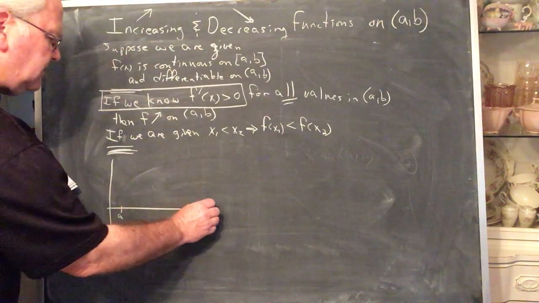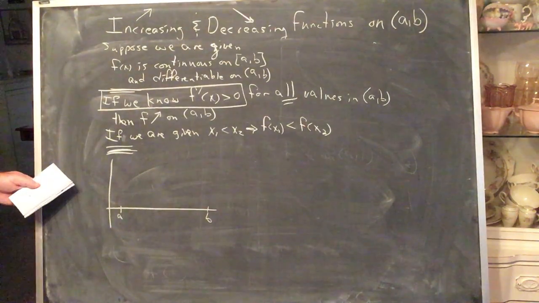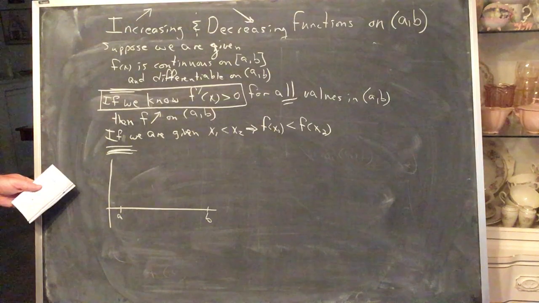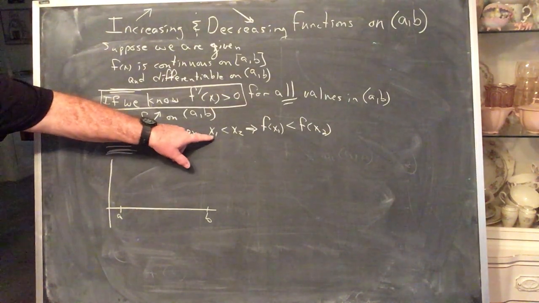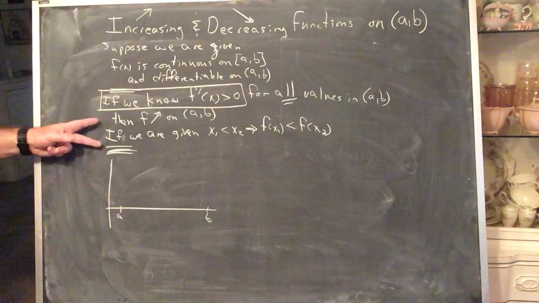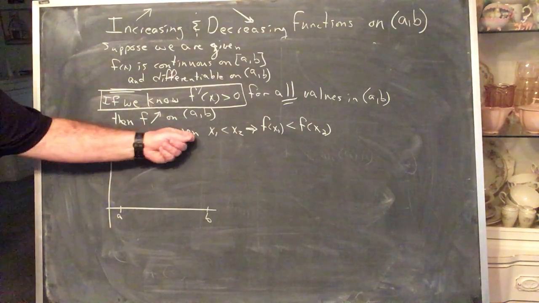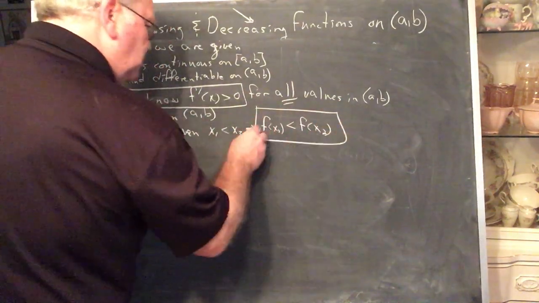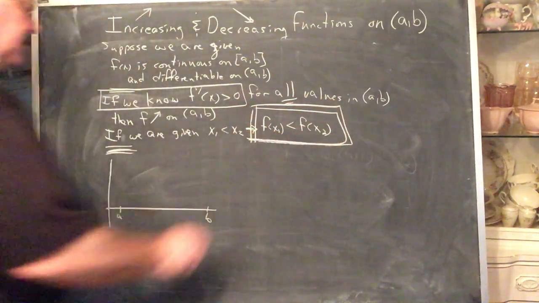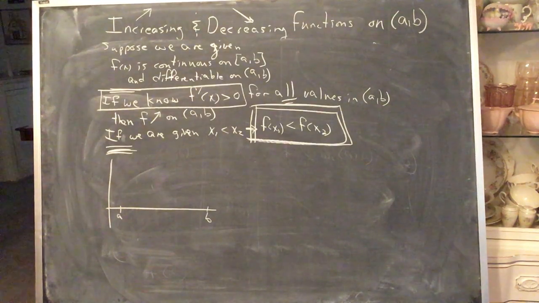Here's a, here's b. Now, we are given x1 less than x2. We want to show this statement is true. We'll show that if we are given these values, this must be true. Ultimately, this is what we want to establish. That's the piece we want to find.